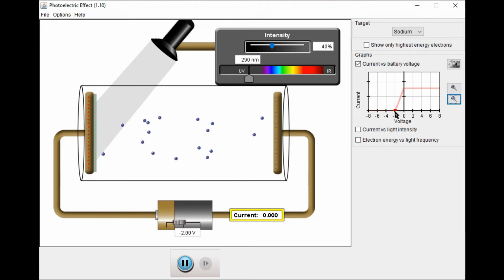And in my graph, I should expect that for any voltage bigger than that, the currents are all going to be zero. So if I increase the voltage any more, we should see that little red dot moving along and keeping the current at zero.